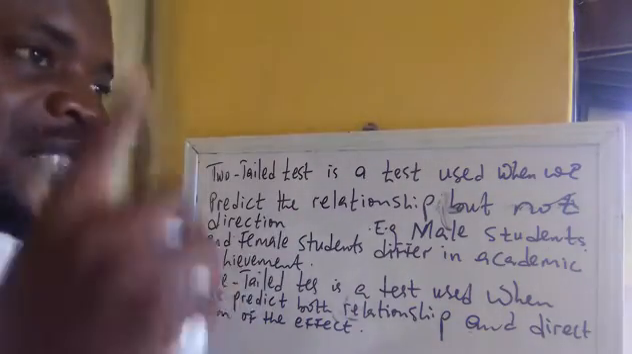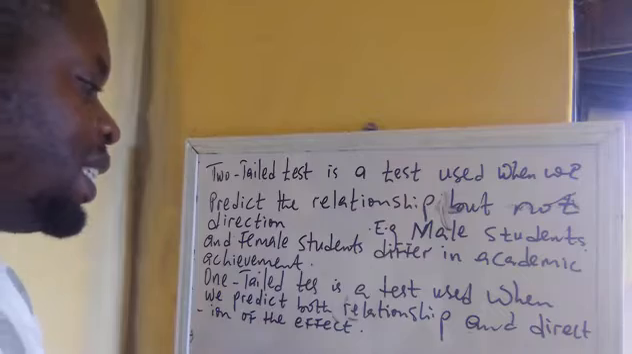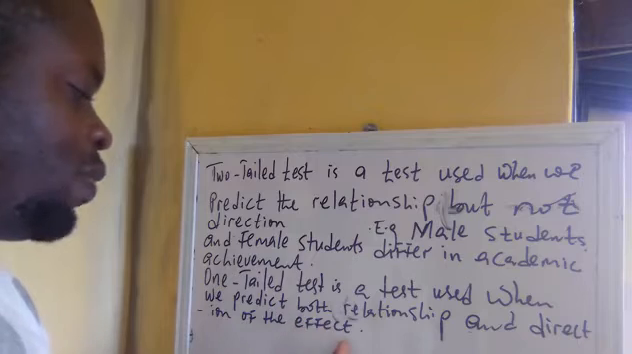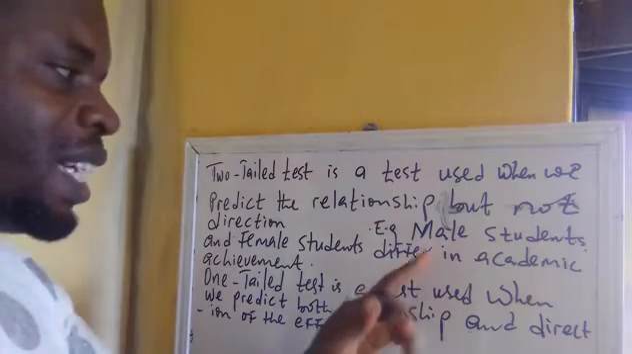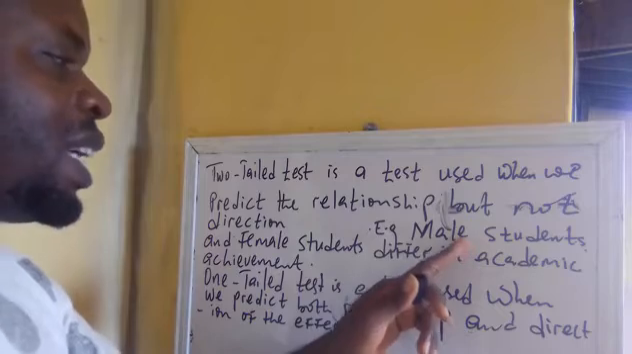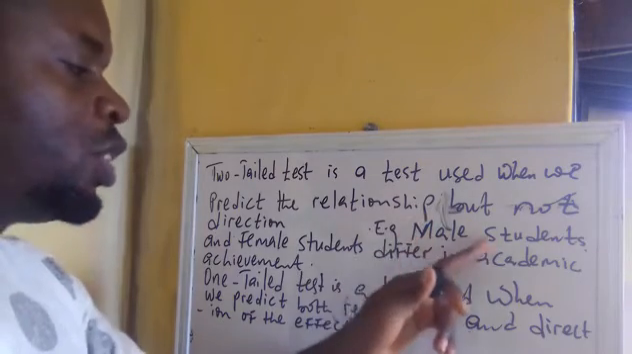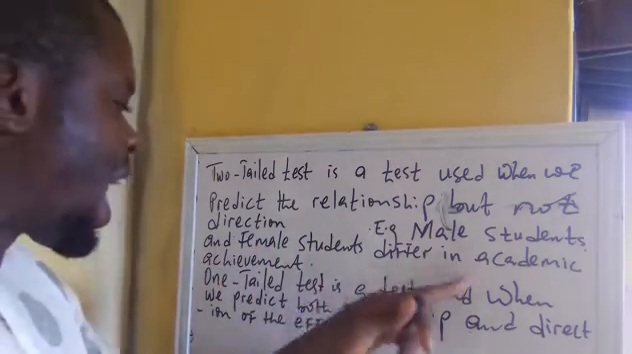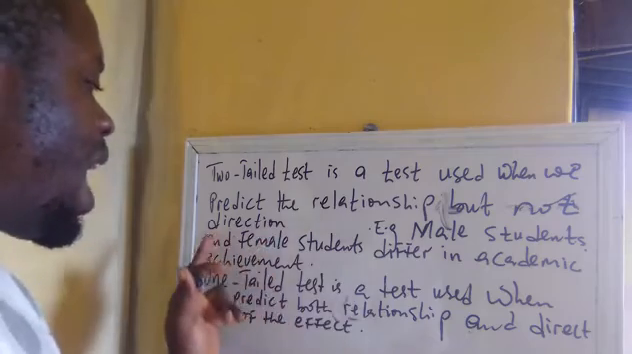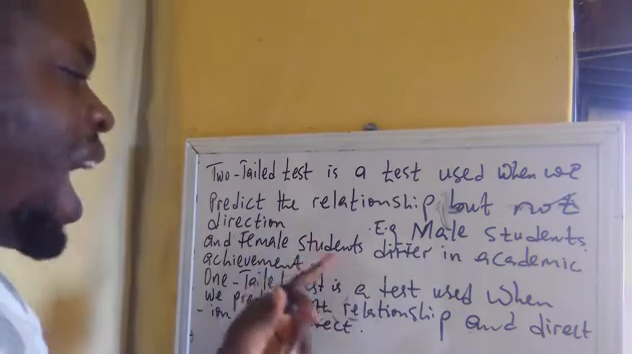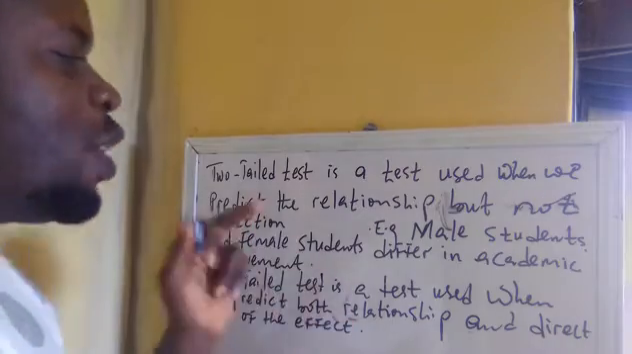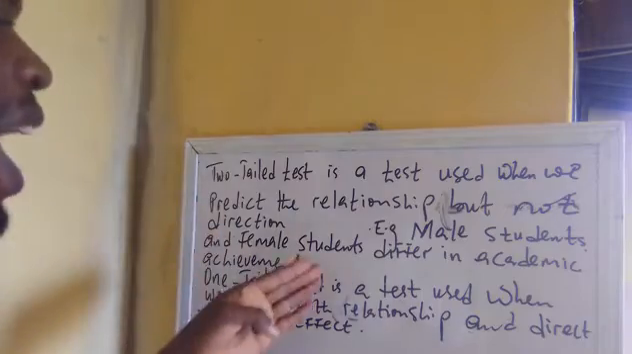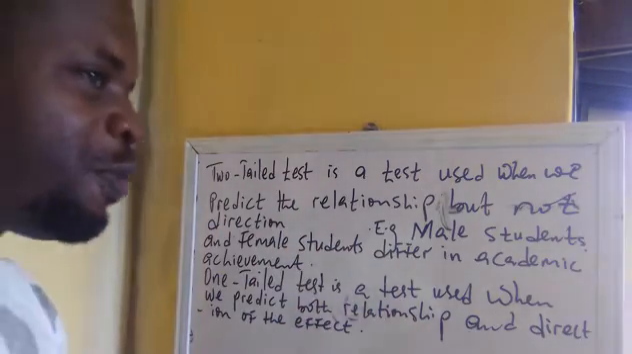Now, let's use that example to look at our one-tailed test. The one-tailed test is a test used when we predict both the relationship and the direction of the effect. So now we can say that male students have lower academic achievement than female students. Can you get that now? Male students have lower academic achievement than female students.